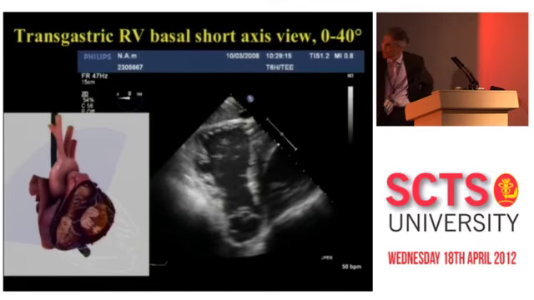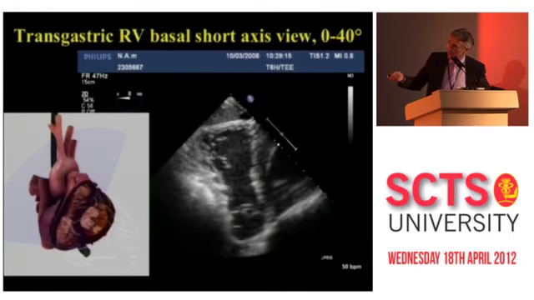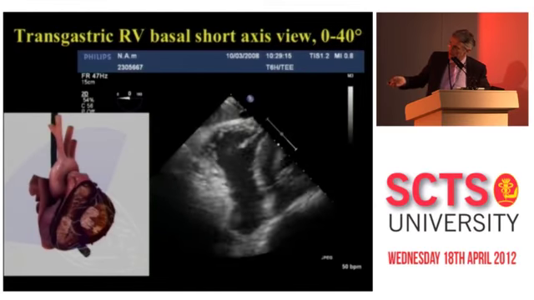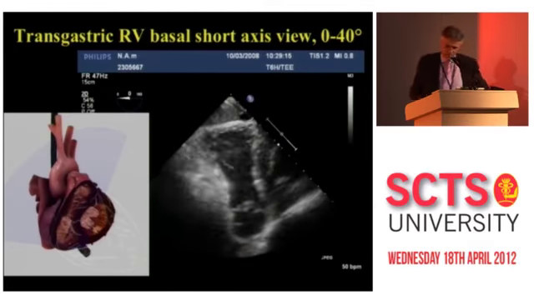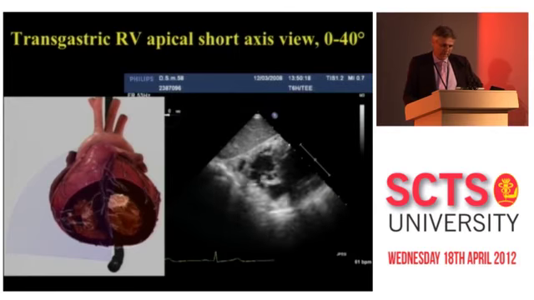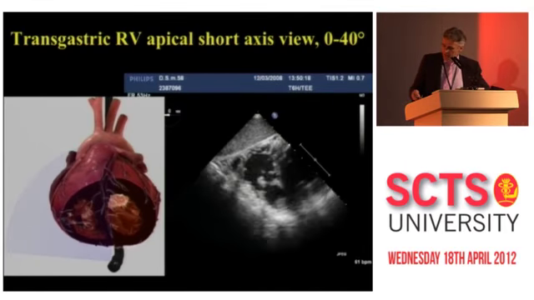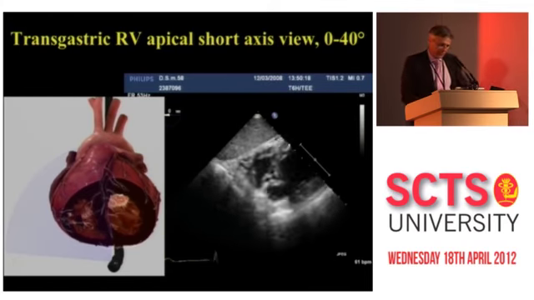So you see here the basal segments of the right ventricle, here the inferior, lateral, anterior part, then the septum, inferoseptal, and anteroseptal part. And when you advance the probe towards the apex, you have to turn the probe a little to the right to obtain these 2 views. Then you have the apical segments, again, inferior, lateral, anterior, and septal segments.